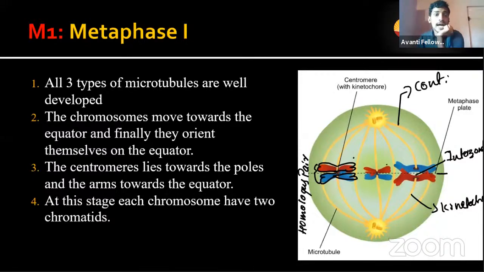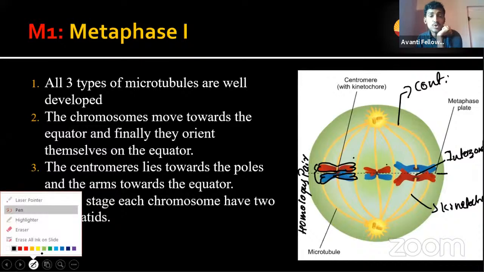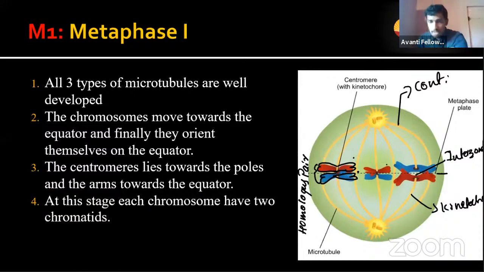Okay, and these chromosomes move towards the equator and finally they orient, and the centromeres lie towards the poles and the arms towards the equator because pulling is happening. At this particular stage, the chromosomes have two chromatids, exactly two chromatids. You can clearly differentiate them, and these chromatids are highly condensed.